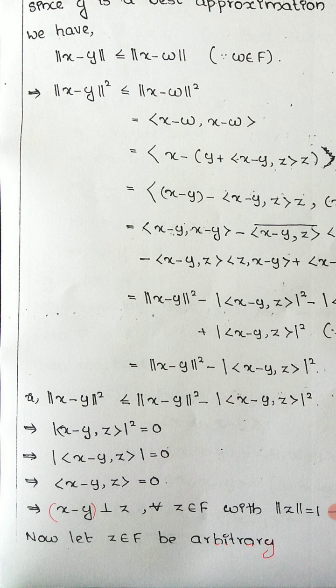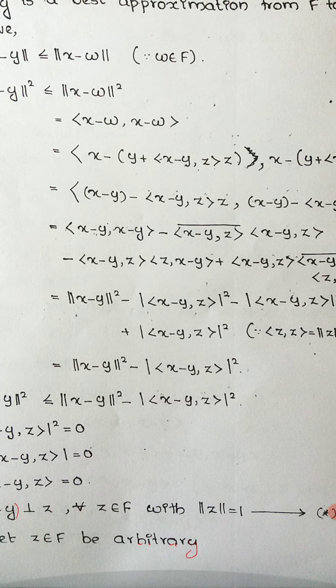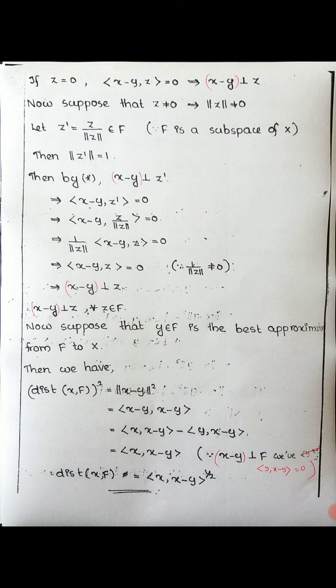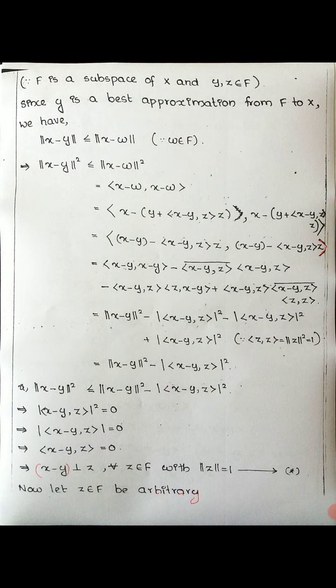So on comparing both sides, you see like terms cancelled. Ultimately you get the second term is nothing but 0. So the modulus of the inner product x minus y, z squared is 0, or the inner product x minus y, z is 0, or x minus y is orthogonal to z for all z in F with norm z equal to 1. Now z is arbitrary. Z in F is arbitrary.